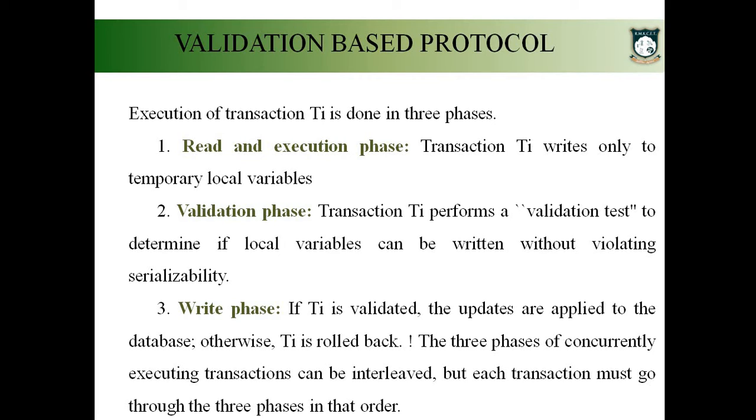It will be validating whether, if it is taken, it leads to some inconsistency or not. So that validation will take place in the validation phase. Then in the third phase, that is the write phase, if it gets a positive signal in the second phase, then whatever results it has in the local variable will be taken to the database. Suppose it gets some negative signals, then the transaction will be rolled back.